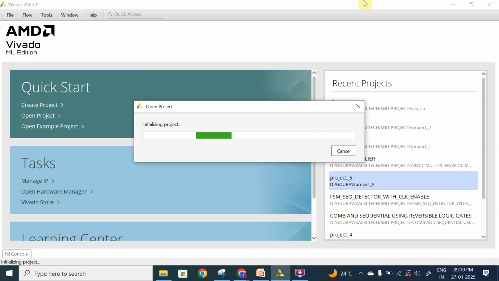So we'll simply take a simple design like a D flip flop design, and we will see how to use synchronous reset, asynchronous reset, how to generate a clock, and how to write a test bench, everything.